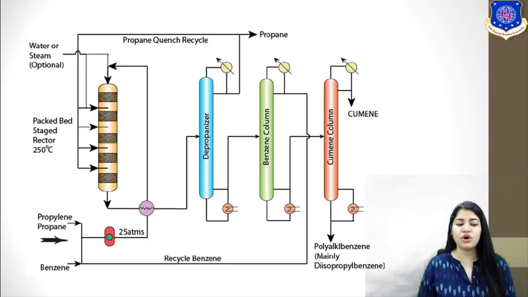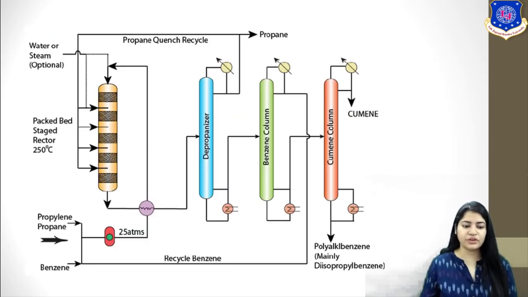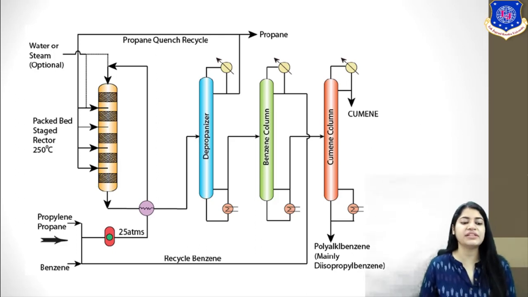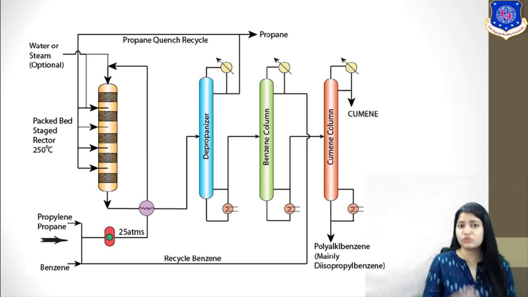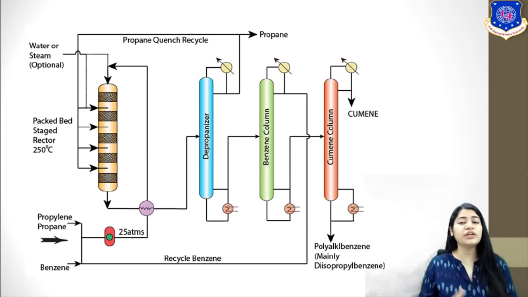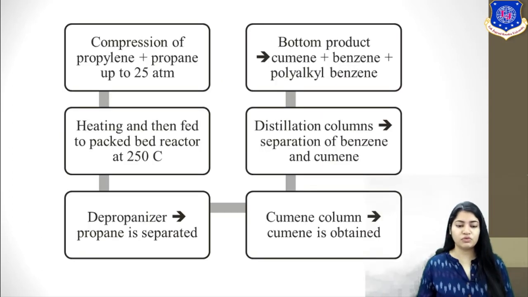So this is your flow diagram. Here you can see that a packed bed reactor is used and the temperature of this reactor is about 250 degrees Celsius. In the major engineering problems we will study about that, as this is a very exothermic reaction, right? Here we can use a fluidized bed also, because in a packed bed reactor, what is the problem? The problem of hotspot is there, right? But we will see why we are using a packed bed reactor. So let's move on to the process.